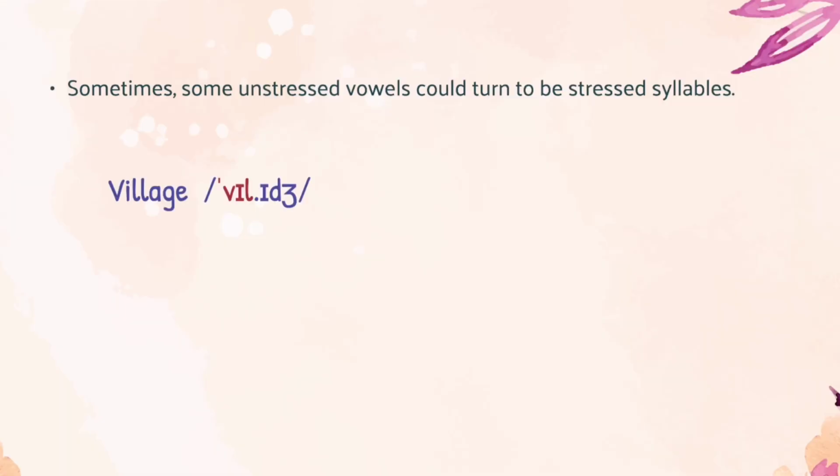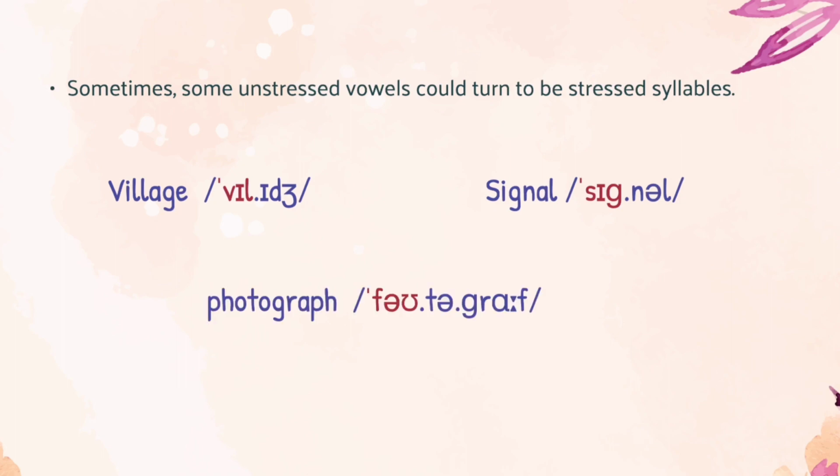unstressed syllable. However, it's not always the case that the schwa sound or this vowel will occur in the unstressed syllable, which means sometimes this vowel can turn out to be in the stressed syllable as well. For example, in the case of the word village, signal. As you can see here, the vowel E turned out to be in the stressed syllable. Or photograph. So now the diphthong O turned out to be the stressed syllable.